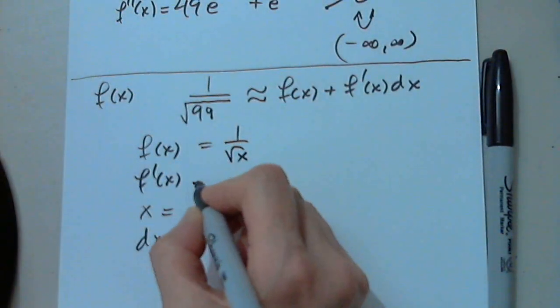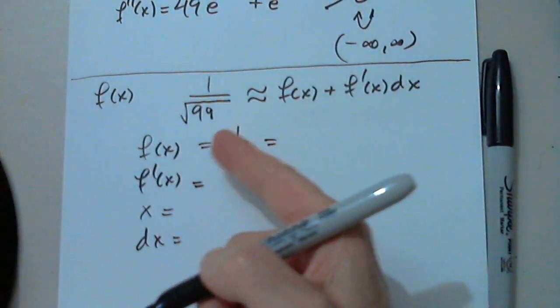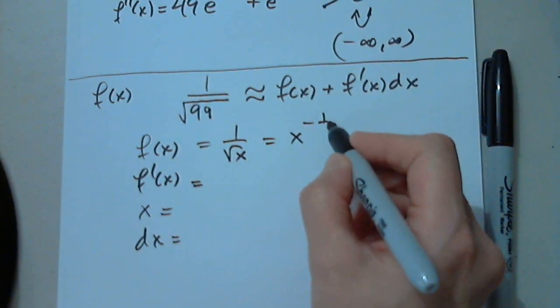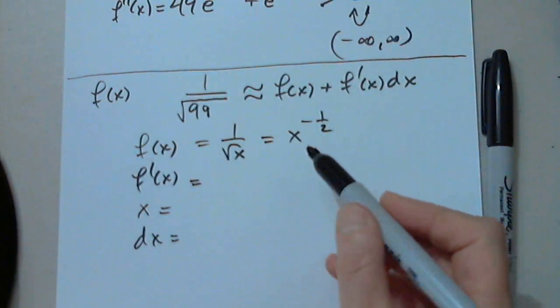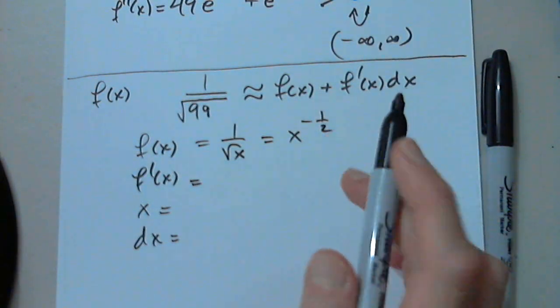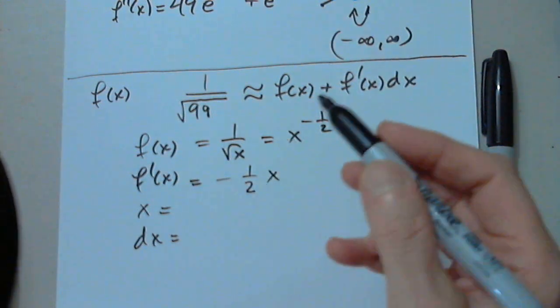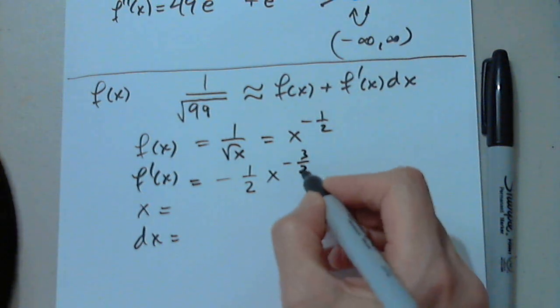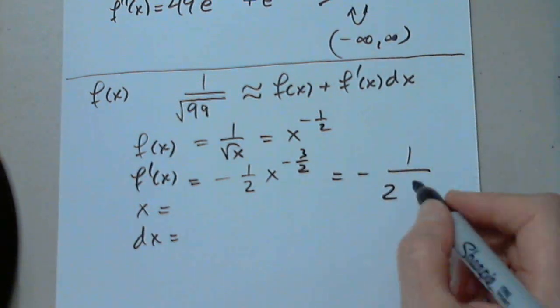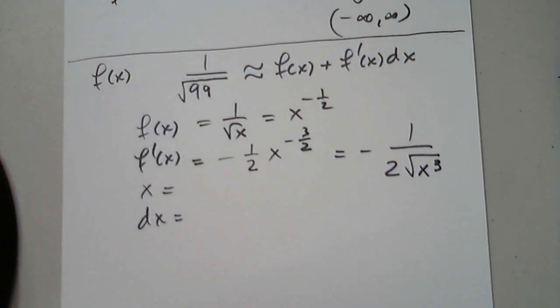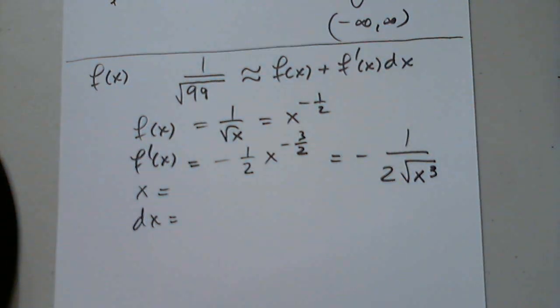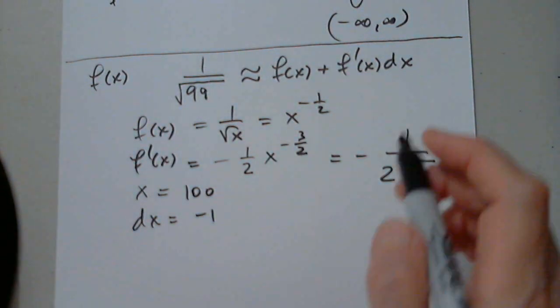Excellent. Can anyone give us f prime? This is a little bit difficult, but you have to be careful. You just have to change it like this first. When you differentiate, be careful now, we are not integrating. So we're bringing negative 1/2, x to negative 1/2 minus 1, which is negative 3/2, or negative 1/2 over 2 the square root of x cubed. What is x in our problem and what is dx? x is 100 and dx is negative 1. Excellent.